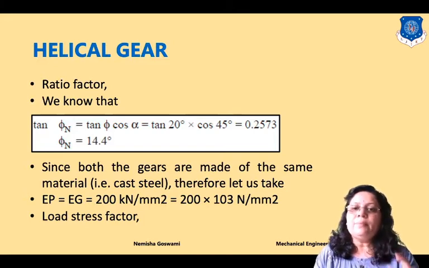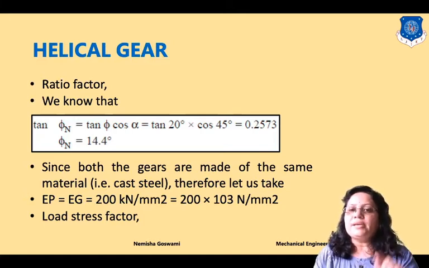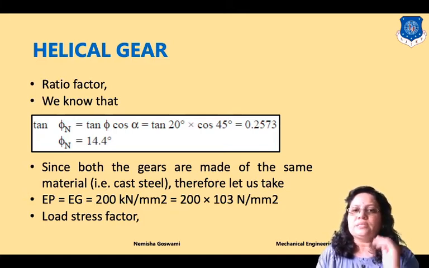So when we put all this data, phi is here the pressure angle. So what was the pressure angle? The pressure angle was 20 degrees, given in the question, right? Second thing is alpha. Alpha is here the helix angle, which is given in the question as 45 degrees. So I will put all these values and then we can find the pressure angle in the normal plane. So this is equal to 14.4 degrees.